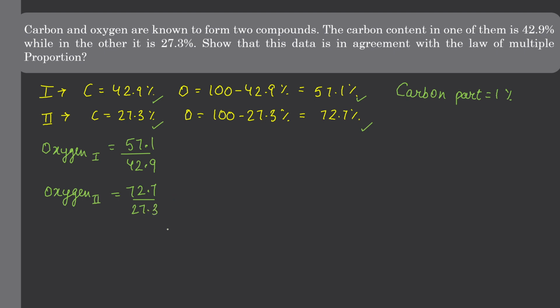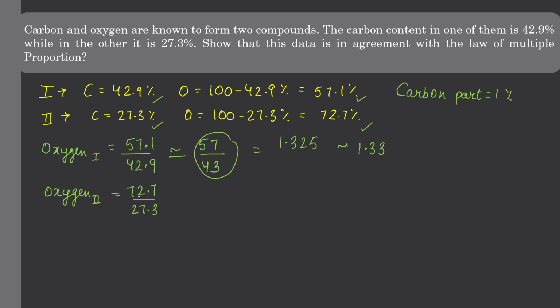Now, what we have done, as I repeated, is fix the mass of carbon to be 1%, and in this case we can find the percentage of oxygen. The next part is to simplify it. Do not write this anywhere in your answer sheet, but simplify it. Let us take it to be 57, rounding off, and 42.9 will become 43. On solving this, we will get almost 1.33.